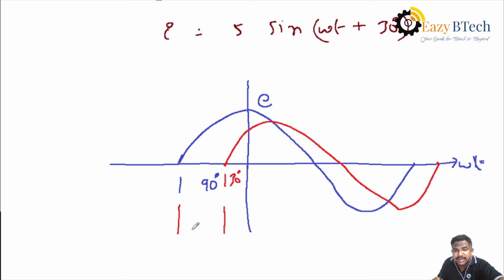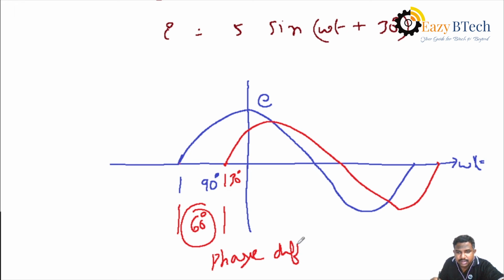That is the distance between the voltage and current waveform. That is 90 and 30. 90 minus 30, 60 degrees. The remaining is 60 degrees. Then this 60 degrees is called the phase difference between these two waveforms.